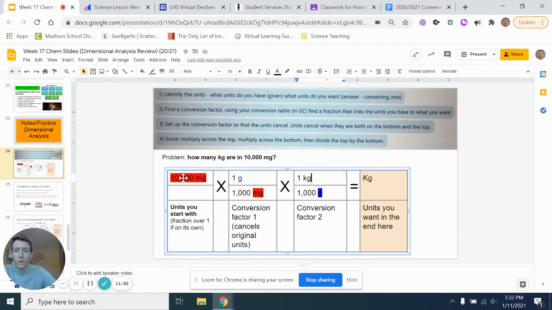Number 4, multiply across the top, multiply across the bottom, divide those numbers. So I like to just put it in parentheses to keep track. Okay, 10,000 times 1. I don't need a calculator for this. 10,000 times 1 times 1 is going to be 10,000. Anything times 1 is the same number. 10,000 is the number on top.